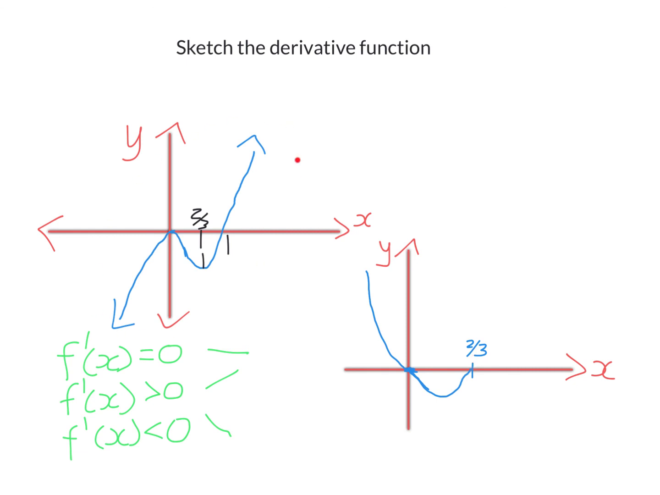Now, looking at this blue curve again, you can see after 2/3, for x values greater than 2/3, it starts leaning to the right again, and so its derivative is positive. So its derivative is just going to go up and keep increasing. And that sort of makes sense, right? Because we knew this was a cubic, and the derivative of a cubic is always a quadratic.